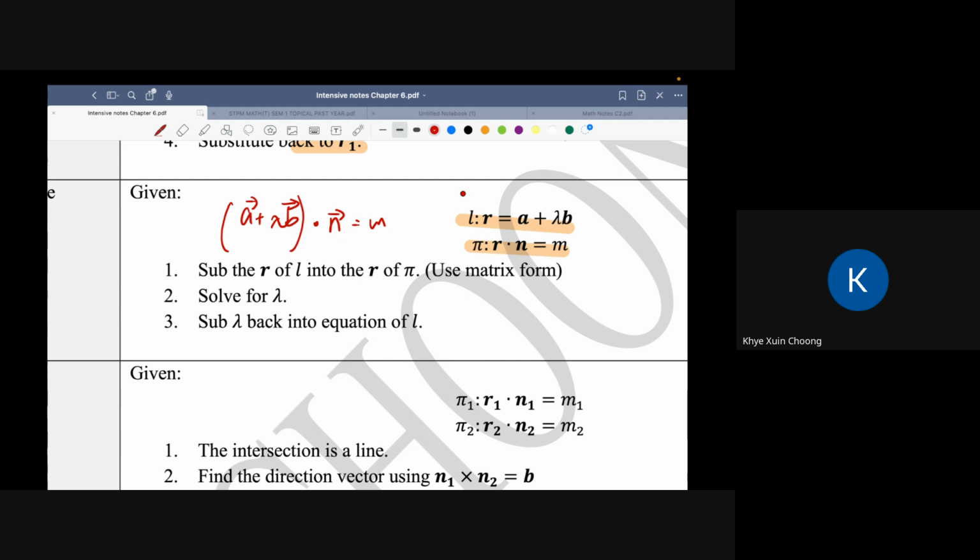If it is given in the Cartesian form, let's say ax plus by plus cz equals to m, then for this xyz, you just expand the line equation into xyz form, into the parametric form, then you put the xyz inside this equation. You solve for lambda, then sub lambda back to the equation of line, you can get the point of intersection.